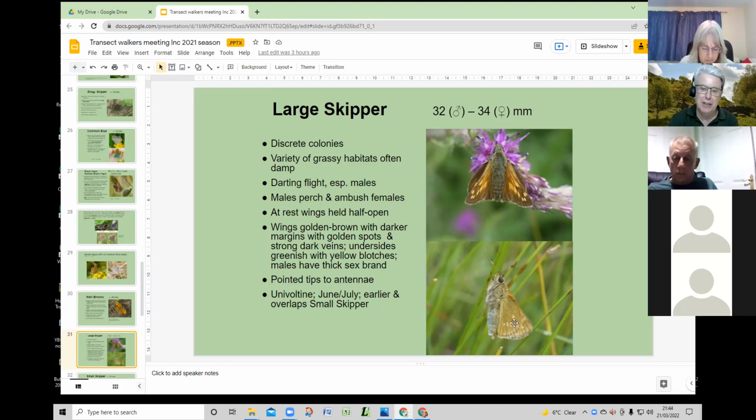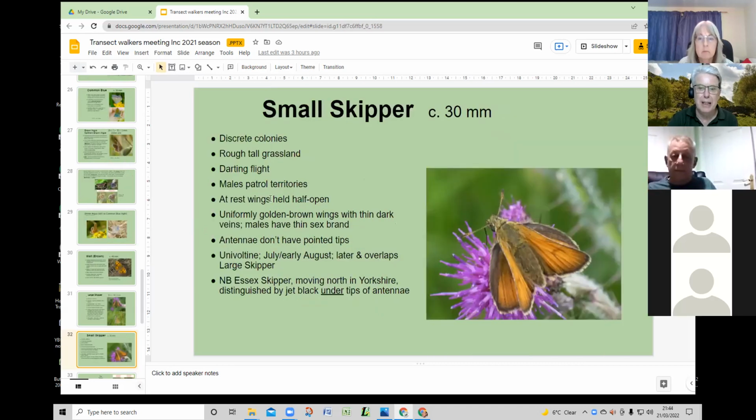Top side, underside, they've got the spots. See the spots, it's large. It's obviously a larger butterfly. If you're very close, you also get to see that the large skipper has antennae with a point on them.